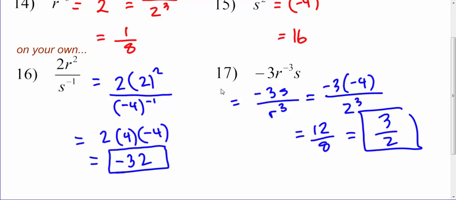Now on 17, I took a different approach. Rather than plugging in numbers immediately, I first simplified the variables. In other words, that r to the negative 3, I didn't want it in the numerator anymore, so I moved it and made it an r cubed in the denominator, then substituted in my values for s and for r. Negative 3 times negative 4 gives the positive 12. 2 cubed is 8, and 12/8, of course, is 3/2.